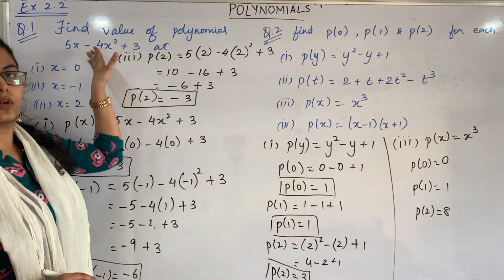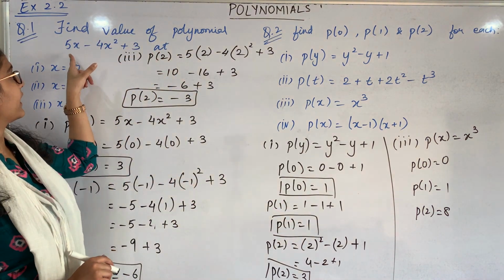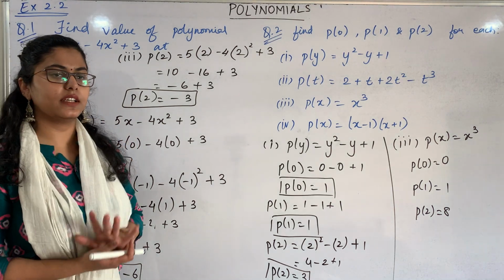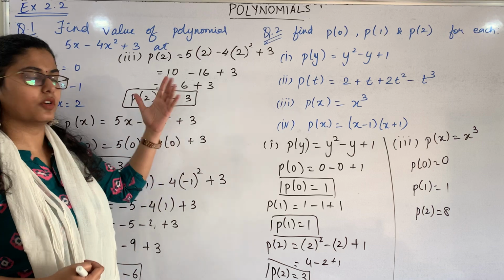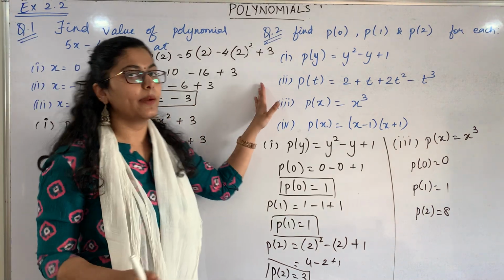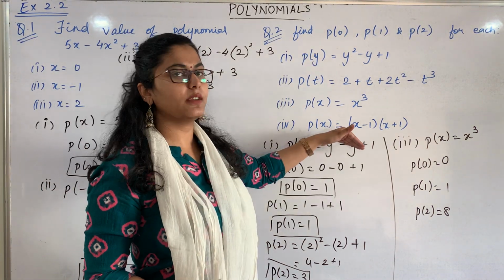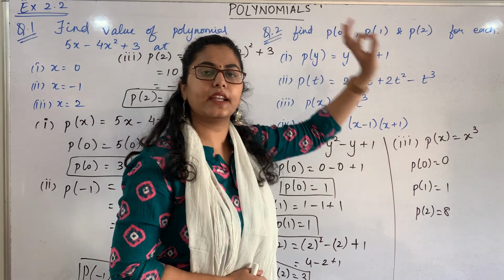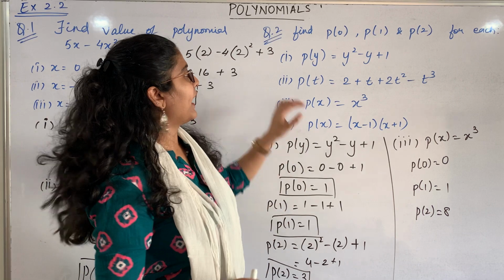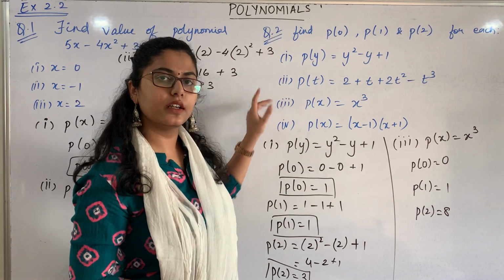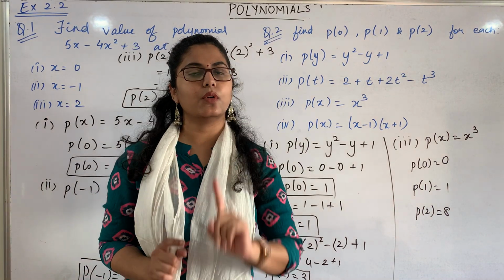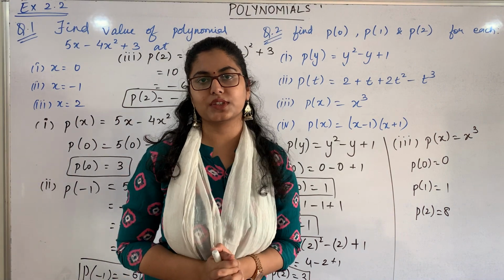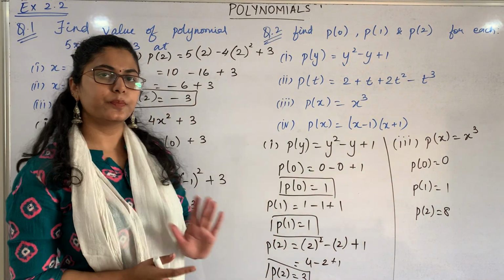Question number 1, polynomial was given and then you have to find at x equals to 0, at -1 and 2. So basically इसमें आपको find करना था p of 0, p of -1 and p of 2. अब इसमें क्या करना है? So polynomials are given and for each polynomial you have to find p of 0, p of 1 and p of 2. Is this clear? I have done first and third, second and fourth you have to do on your own. In the coming video, in the next video, I'll give you the solution. I hope this is clear to you. Thank you.